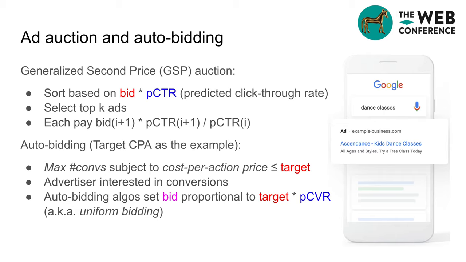This can be more efficient than just setting a blind bid across all the auctions, because it spends more money on those queries that are more likely to result in a conversion once clicked. This type of bidding strategy, namely proportional to the target times PCVR, is often referred to as the uniform bidding strategy, which is optimal when the auction is truthful.